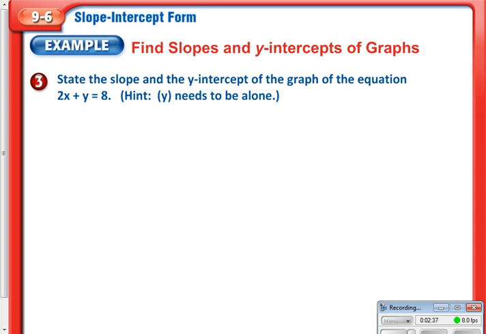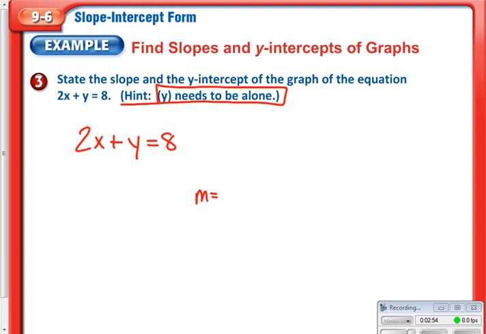In our next example, example 3, it says state the slope and the y-intercept of the graph of the equation 2x plus y equals 8. Notice, hint, y needs to be alone. It needs to be in slope-intercept form. I couldn't just take it out of my equation and say, oh, 2 is next to x, so therefore my slope is 2. It doesn't work that way. You have to put things into slope-intercept form.